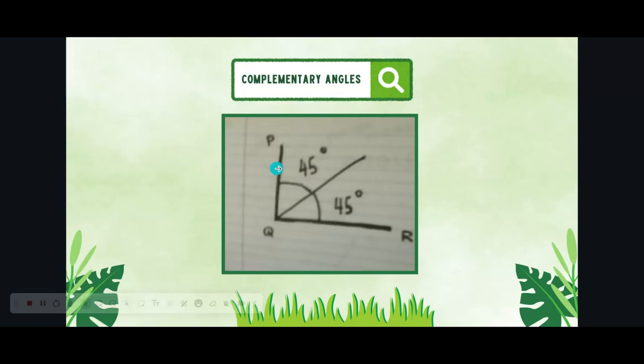In this example, we can see that we have two adjacent angles that sum up to 45 plus 45, which is 90. We can call them complementary. A good way to remember this is complementary equals corner. Both start with a C, and they add up to make a right angle corner. We can see that we have PQR as a right angle corner.